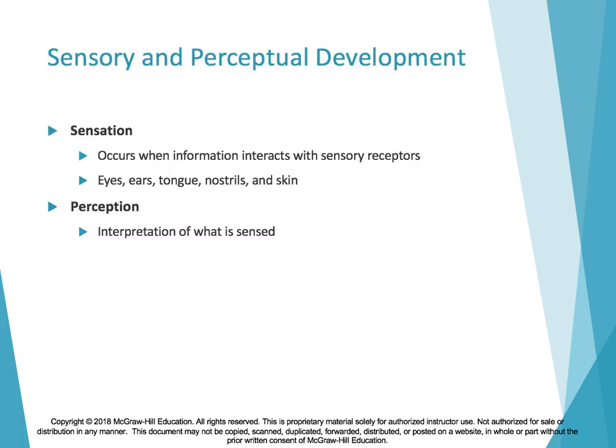Okay, sensation. What is sensation? It occurs when information interacts with sensory receptors. So these receptors are your eyes, ears, tongue, nostrils, and skin. So think about your senses. If you see things, hear things, taste things, feel touch, smell things, and so on. Does that make sense? So interpretation of what is sensed is the perception.